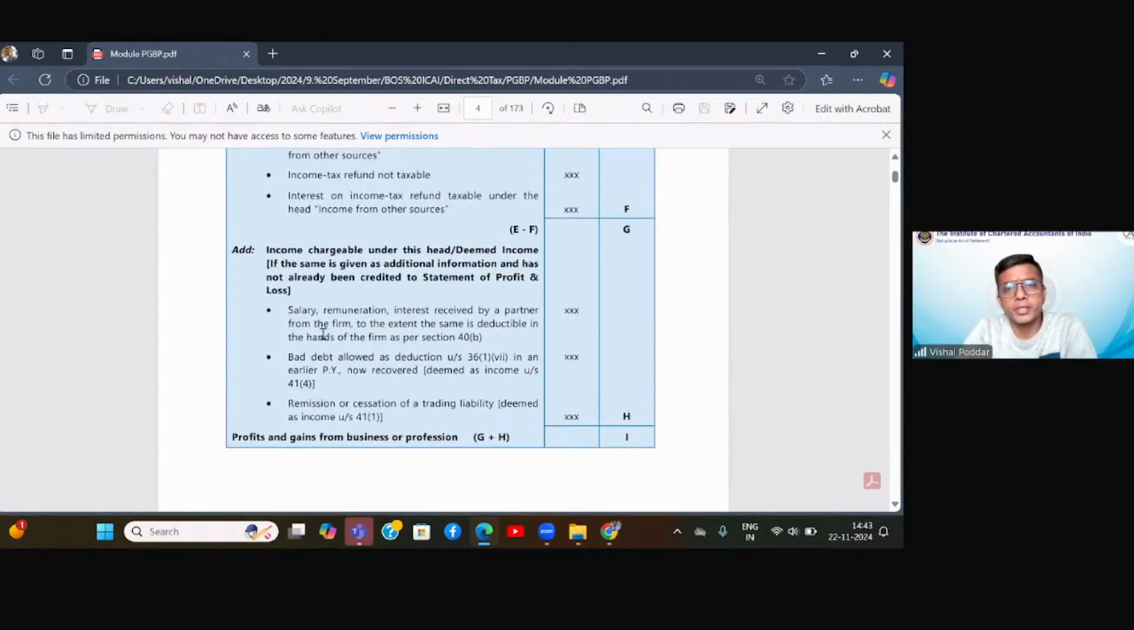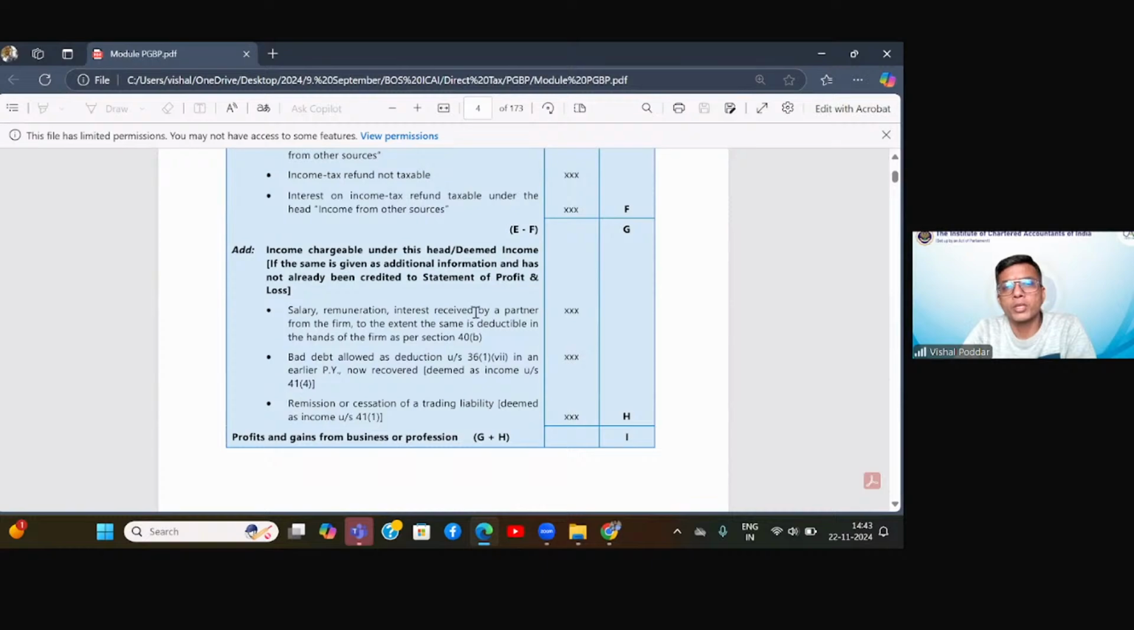Then comes some other expenses. Sorry, not expenses, incomes chargeable under the head PGBP. So these are taxable under PGP, but somehow they have not been included in your P&L. So now you are going to add it to find out the final PGP figure.